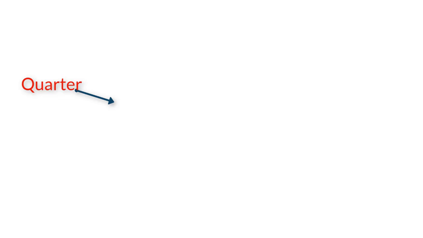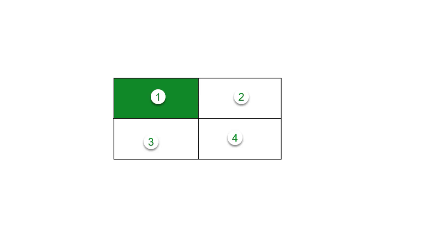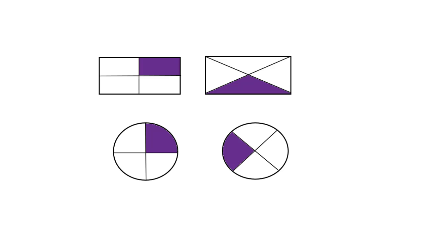Let's look at quarters. A quarter as part of a whole. If an object is divided into 4 equal parts, then one part out of 4 is called a quarter. To write it as a fraction, we write 1/4. If an object has 4 parts and each of the parts is equal, then 1 out of the 4 parts is a quarter. Each of these shaded parts is a quarter.